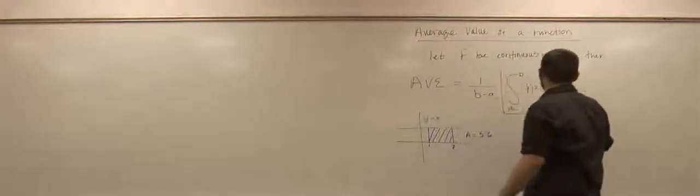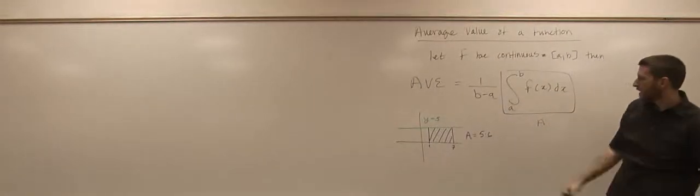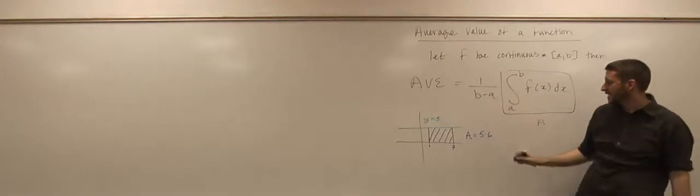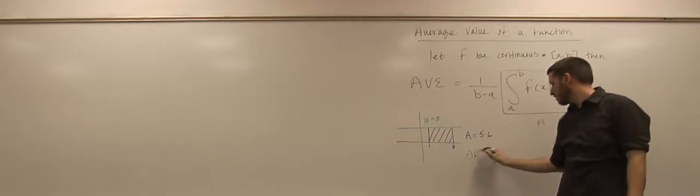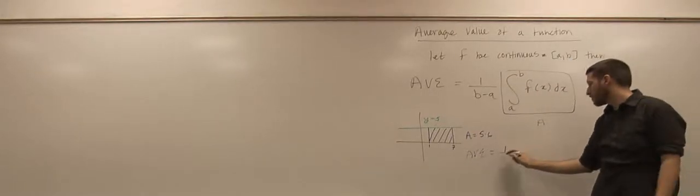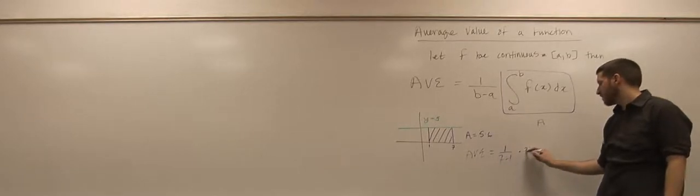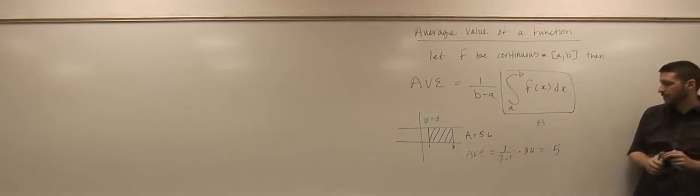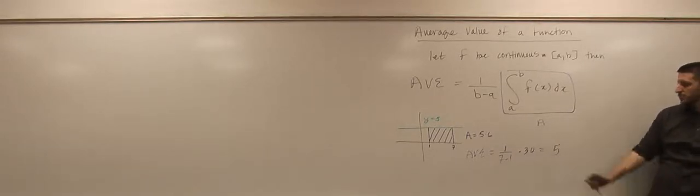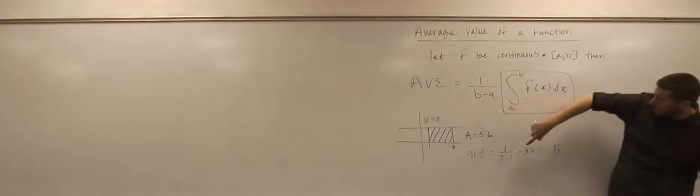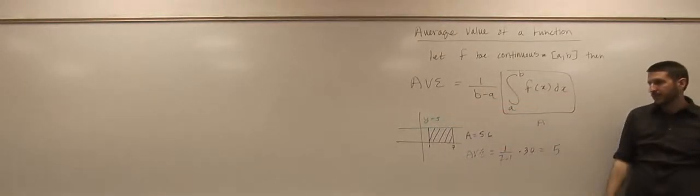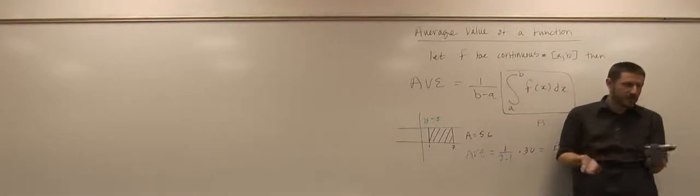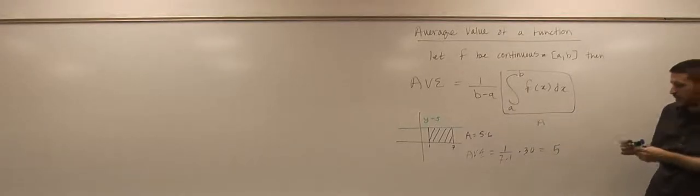That's this part. But then I'm going to divide out by this width here. This is 1 over b minus a in this case. So the average value would be 1 over 7 minus 1 times 30. So 1/6 times 30, which is 5. So it's taking the area and dividing out by the width. And that's giving you the average height. It seems stupid when you have a constant function, because you know the average if your function is just 5.